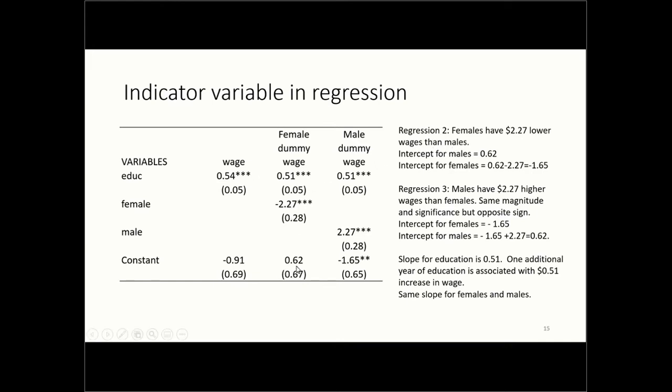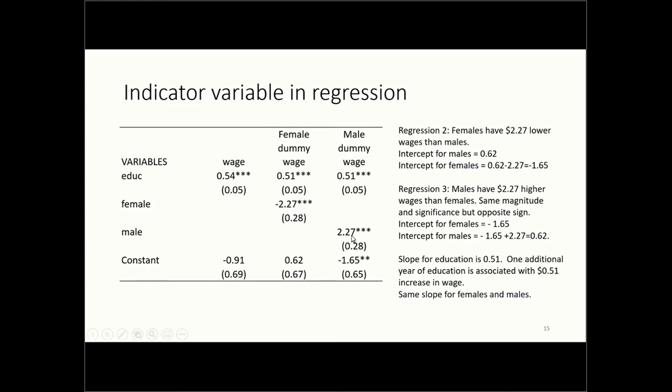So here the intercept for males is 0.62. The intercept for females would be this number here plus the coefficient on female, which would be minus 1.65. So in this regression here, where males is the dummy variable, now we have that males have $2.27 higher wages than females. Notice that this coefficient has the same standard error, meaning the same significance, and the same magnitude, only opposite signs. Why? Because if we say that females get $2.27 lower wages than males, we need to say that males get $2.27 higher wages than females.